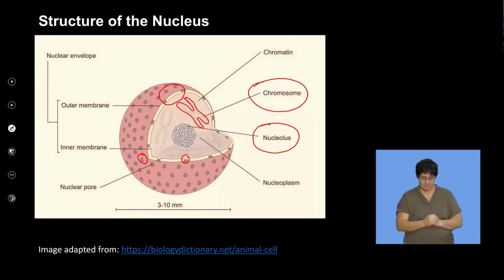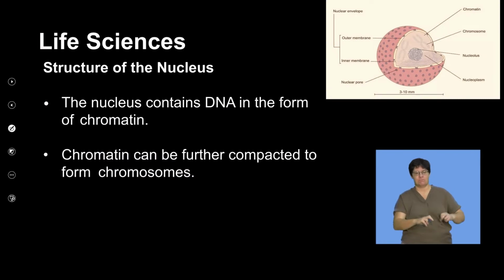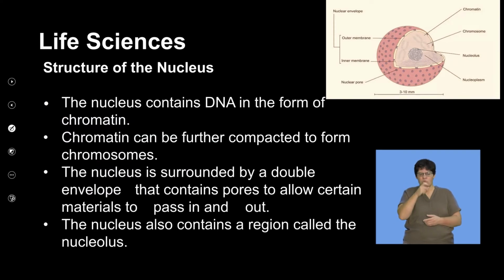We know that these nuclear pores play an important role in the exchange and movement of substances in and out of a cell. Let's look further into the structure of the nucleus. As I said, the nucleus contains DNA, which is a form of chromatin, which is essentially the genetic information in a cell. Chromatin can be further compacted into structures called chromosomes. And so we're going to look at what a chromosome is in a little while.